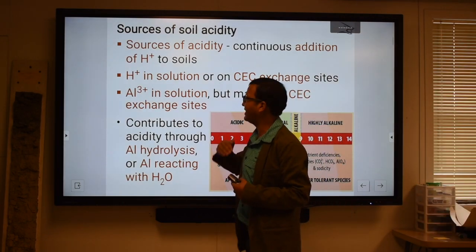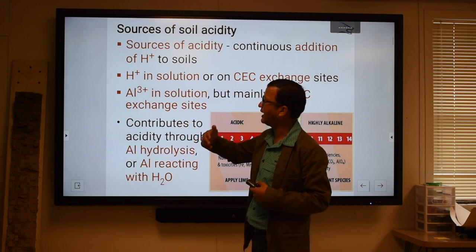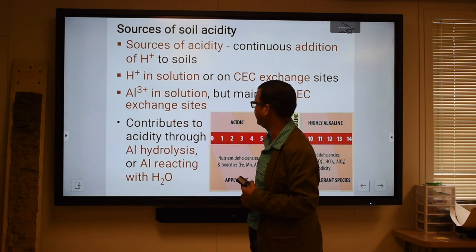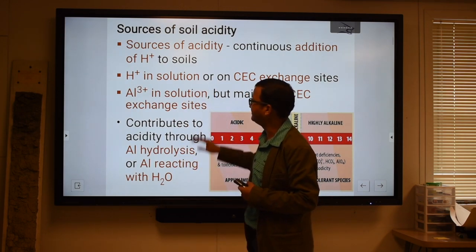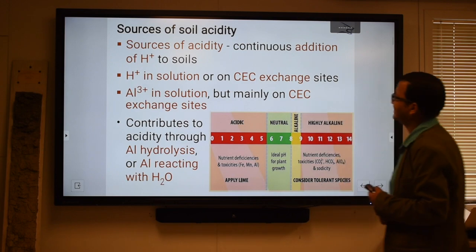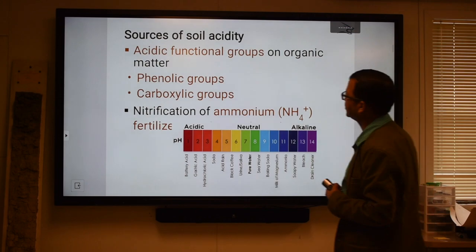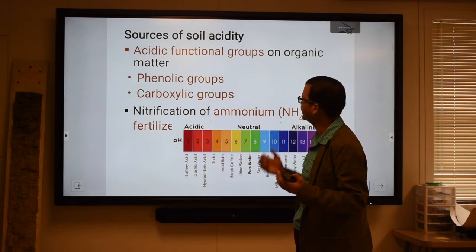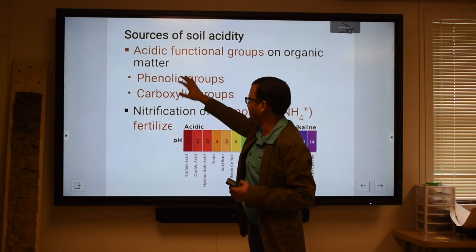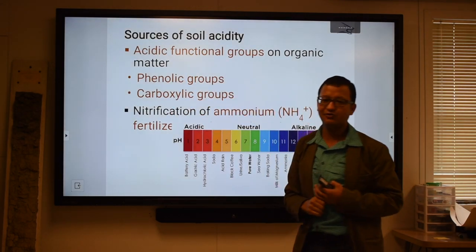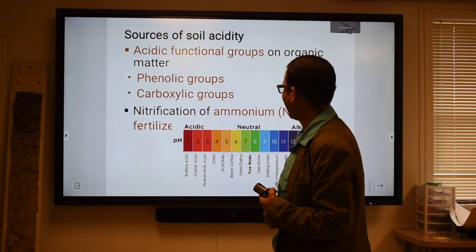If you have acidic cations like aluminum and iron, they do a similar thing. If you have aluminum or iron in the soils, then we typically see more acidity. On top of that, other sources of acidity are functional groups. We have a lot of organic matter in the soil, and it has phenolic groups and carboxylic groups present on it, which act as a source of acidity as well.